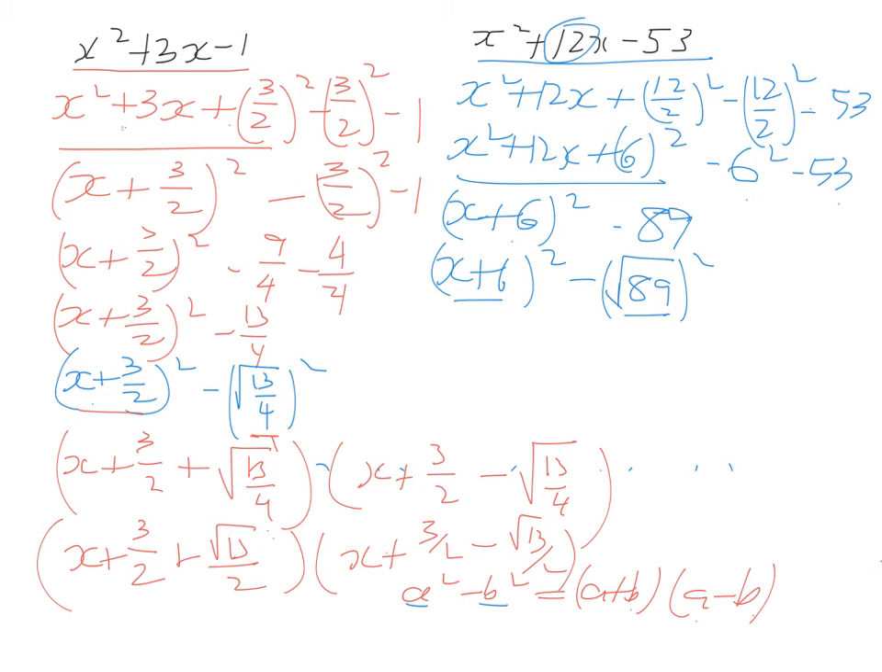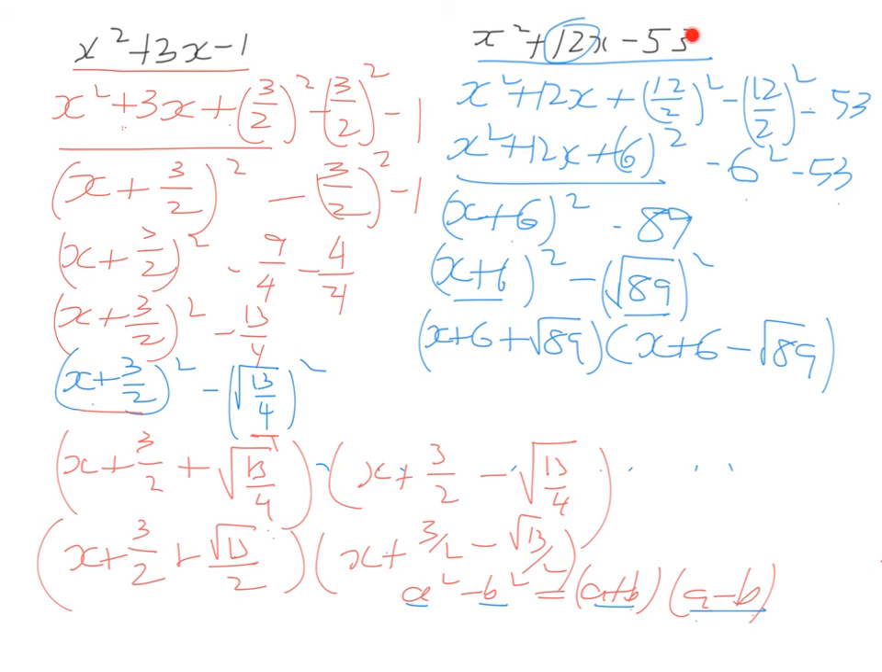A squared minus b squared is (a plus b)(a minus b). So we'll say (x plus 6 plus the square root of 89)(x plus 6 minus the square root of 89). So that is how we fully factorise something where we can't automatically find factors of that.